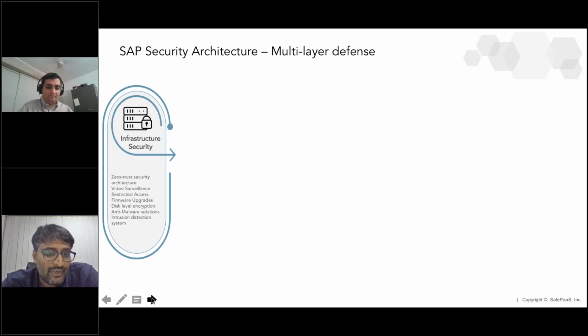And also in case of on-prem or your own controlled data centers, video surveillance and a video alert mechanism should be enabled, and restricted access should be planned, because not everyone can get into the data centers, right? So there should be a proper mechanism implemented to allow the right people to get into the data centers. And firmware upgrades, this is a highly neglected item.